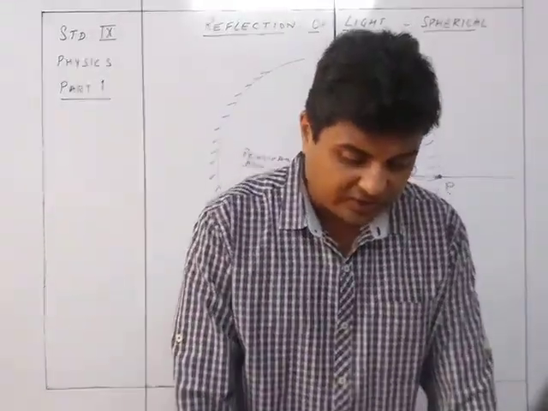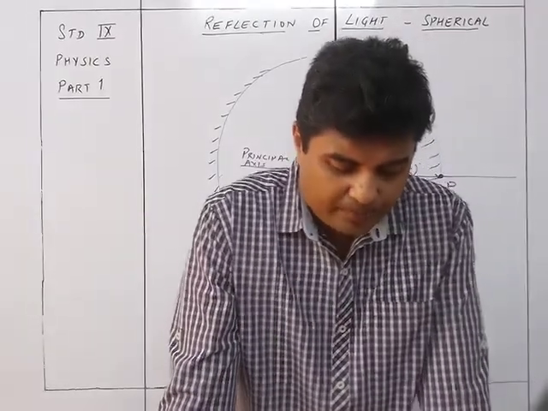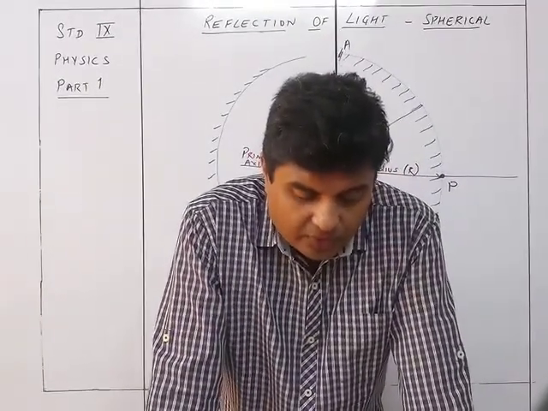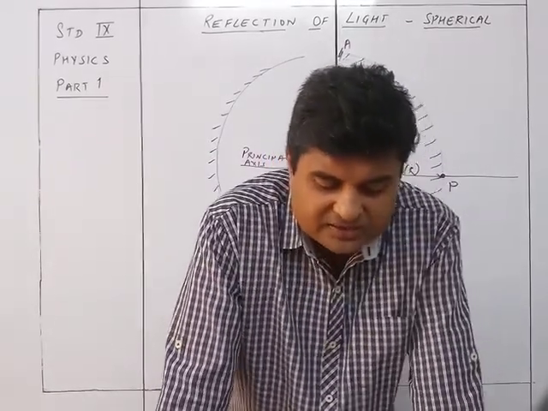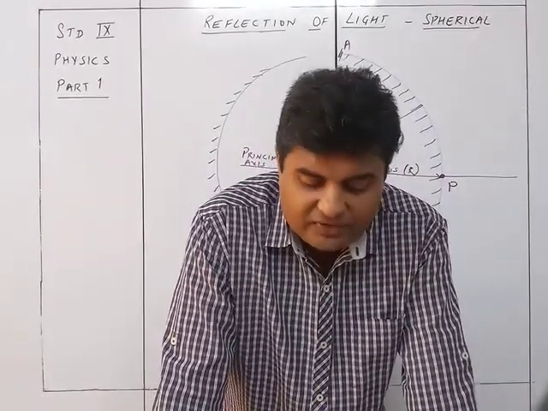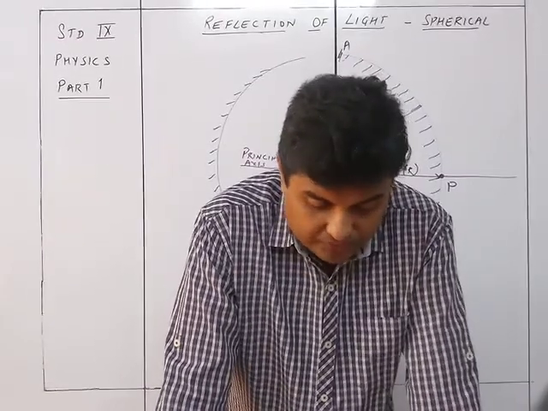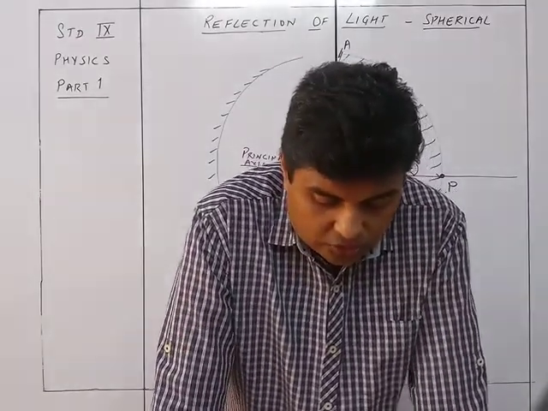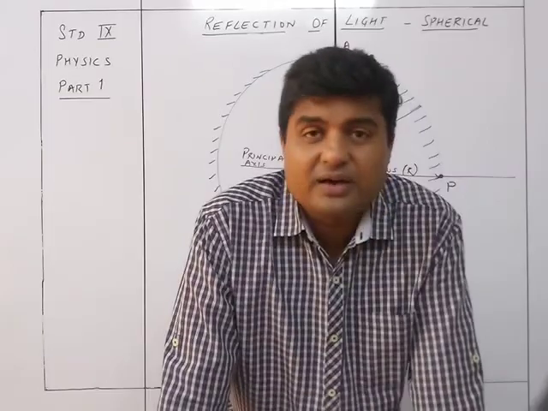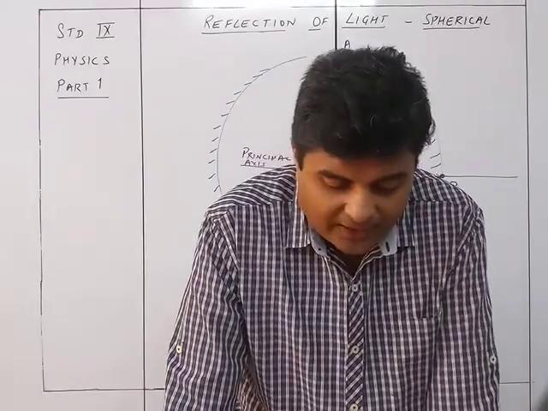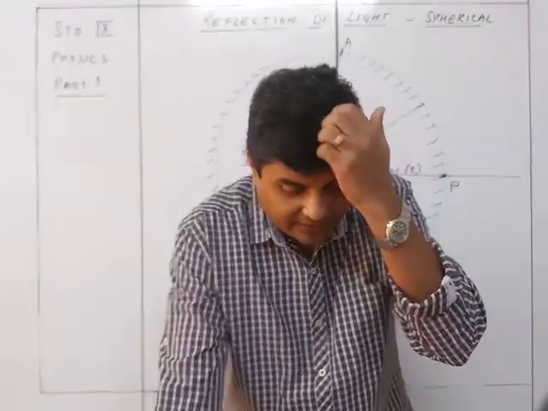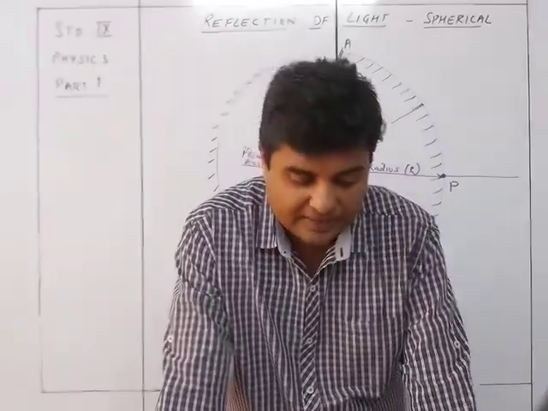Now we see reflection of light from a spherical mirror. From a spherical mirror, reflection of light follows the same laws of reflection as plane surfaces. That is, angle of incidence equals angle of reflection. The incident ray, the reflected ray and the normal lie in the same plane.